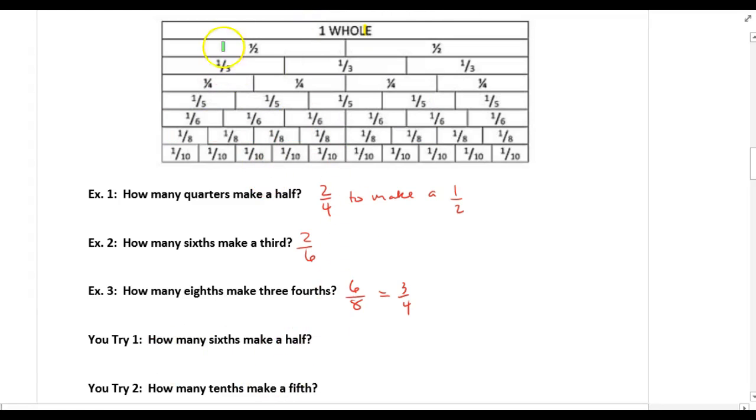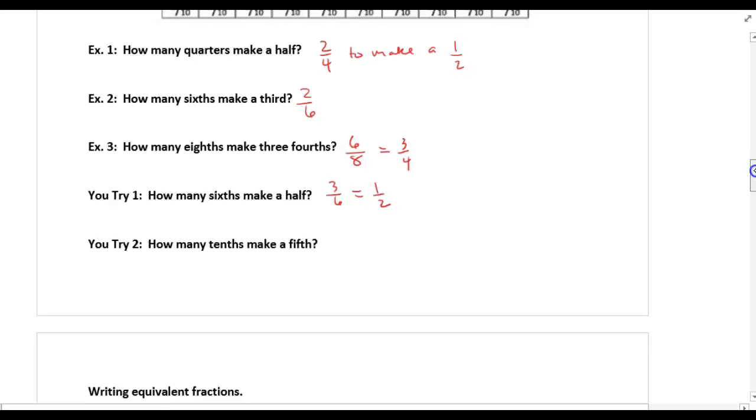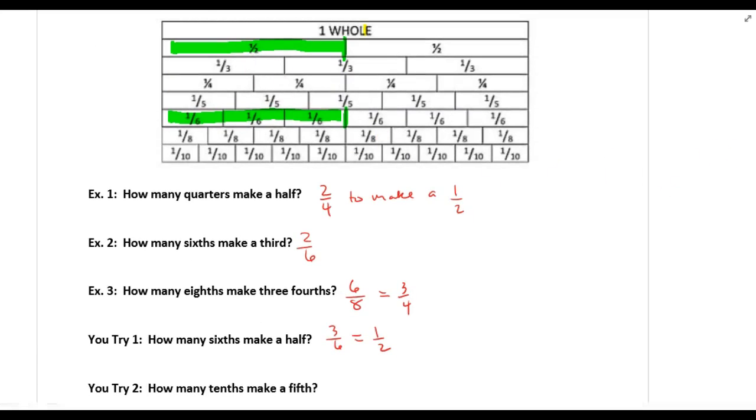So how many sixths make a half? If we take a half here, it stops here. We look at the sixths, and it stops there. So it would take 1, 2, 3 sixths to make 1/2. And then the last one. How many tenths does it take to make a fifth? Here's a fifth here. To go the same length, it would take 2 tenths. 2 tenths to make a fifth.